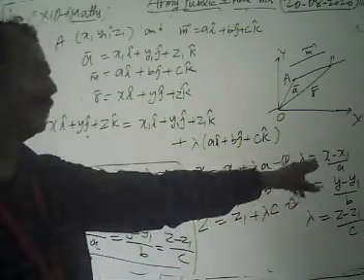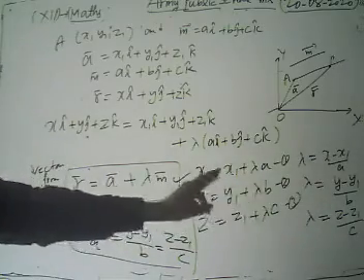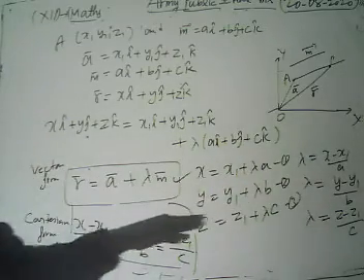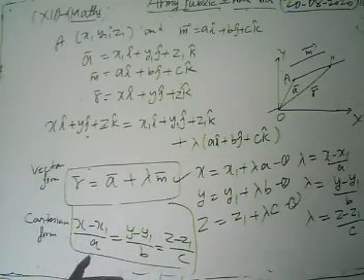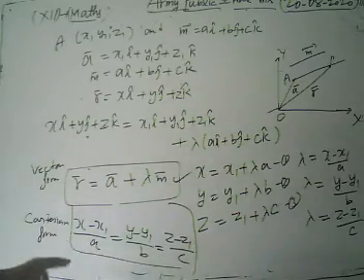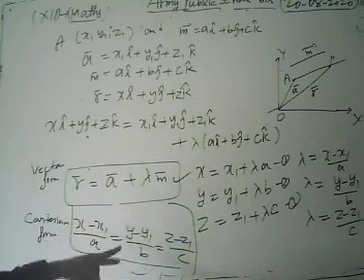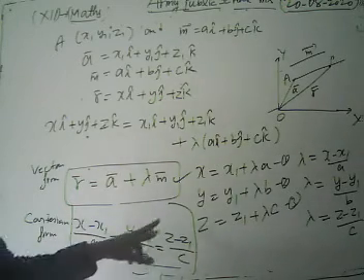Eliminating our parameter lambda, we get lambda equal to x minus x1 by a, lambda equal to y minus y1 by b, and lambda equal to z minus z1 by c. So we get x minus x1 by a equal to y minus y1 by b equal to z minus z1 by c.